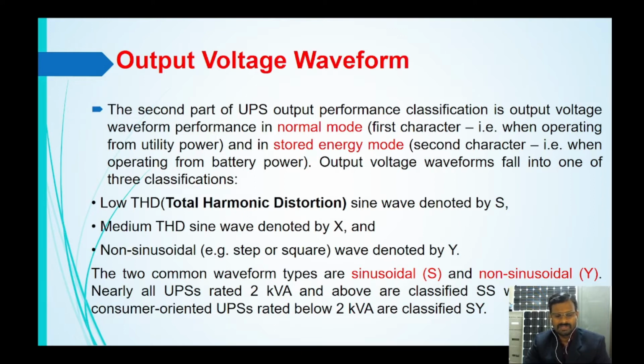Nearly all UPS rated 2 kilovolt ampere and above are classified as SS type. So in a normal mode as well as in stored energy mode, it will have pure sine waveform and less total harmonic distortions. And the UPS which is below 2 kilovolt ampere, when the input supply is available, it provides a sinusoidal output waveform, and in case of the stored energy mode, it provides only a non-sinusoidal or square waveform. So it is X, S and Y.